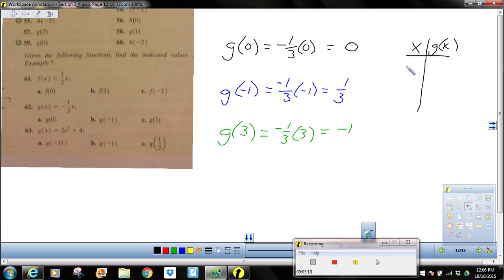So for the x values of negative 1, 0, and 3, negative 1 produced 1/3. 0 gave me 0. And 3 gave me negative 1. The book doesn't ask you to do that, but it's not a bad way to show your answers. Okay.